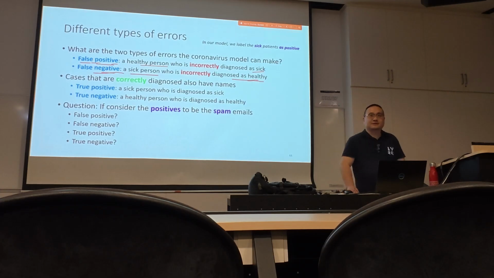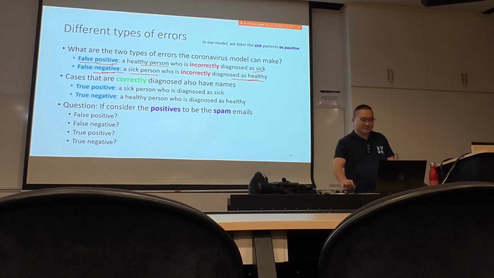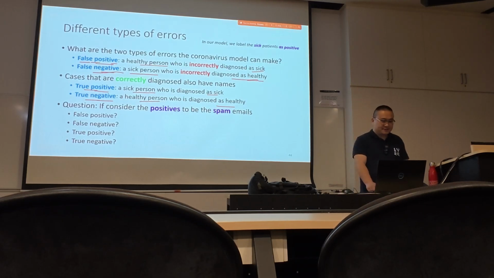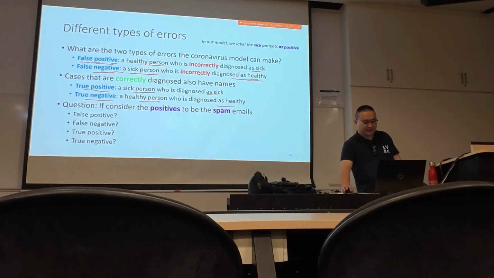Besides the errors, we also have names for the correctly predicted results. We have true positive and true negative, which are very straightforward. For true positive, we make a positive prediction, and this is true: a sick person is classified as sick. For true negative, a healthy person is diagnosed as healthy. Very straightforward. Then we can apply similar ideas, false positive and false negative, to spam detection.